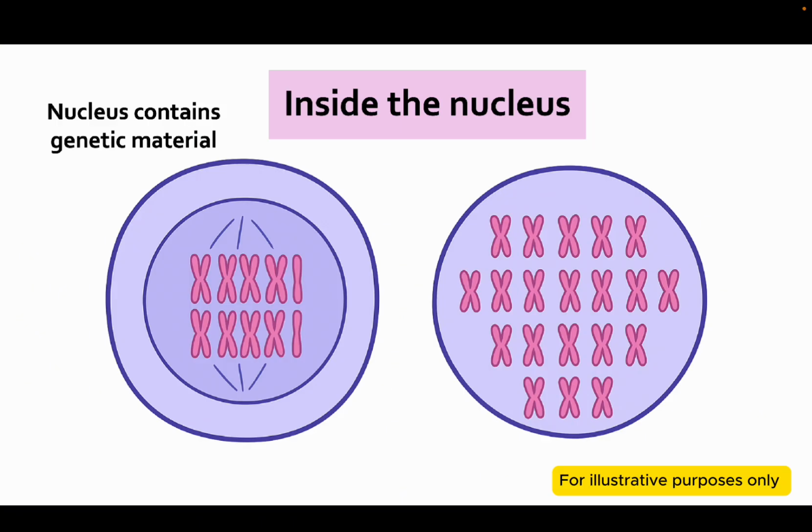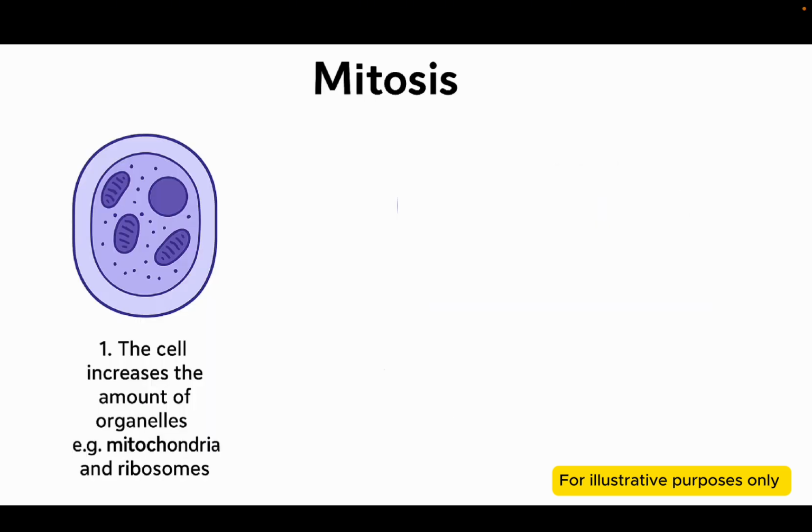Earlier we looked at how the nucleus contains genetic material. This material comes in the form of chromosomes. Humans have 23 pairs of chromosomes, one from each parent. There are two main stages of the cell division process, the growth and DNA replication phase, and then mitosis. So let's have a look.